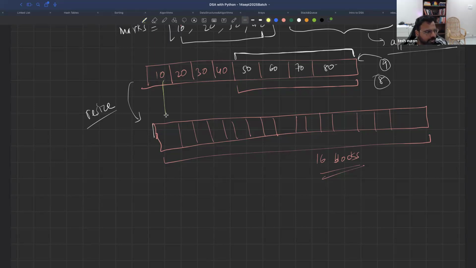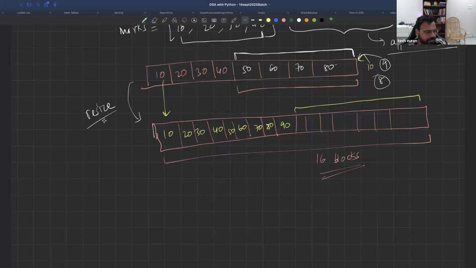So again, we will copy all the elements. 10 will come here, 20 will come here, 30 will come here, 40 will come here, 50 will come here, 60 will come here, 70 will come here, 80 will come here. And after that, whatever element you are asking me to put here, 90 will come. And this much will be there for buffer. Now, after that, again, if you are asking me to add something, I can add it.